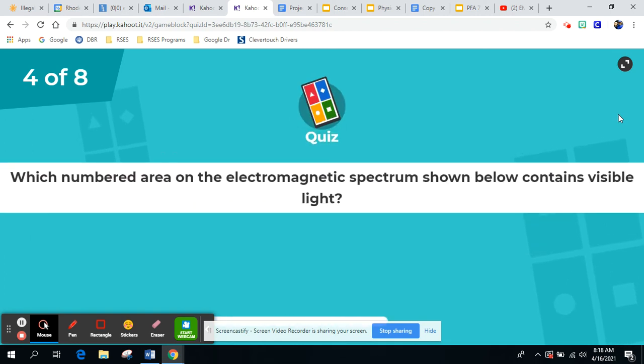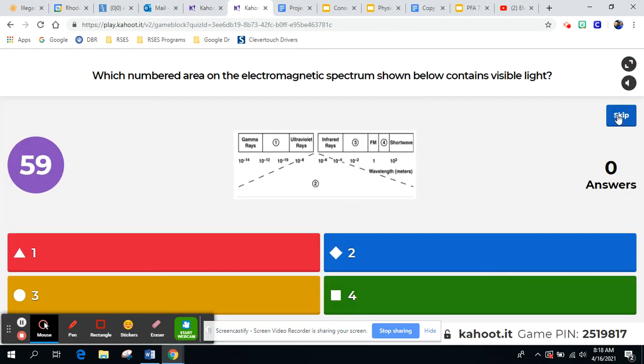Where would visible light appear on the electromagnetic spectrum? So would it appear in spot 1, 2, 3, or 4? Press pause. And hopefully you remember it goes right in the middle, right in number 2.